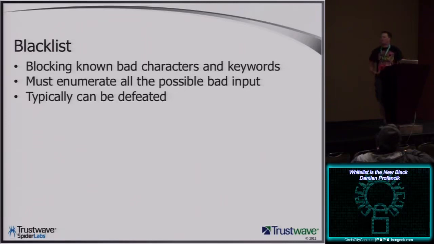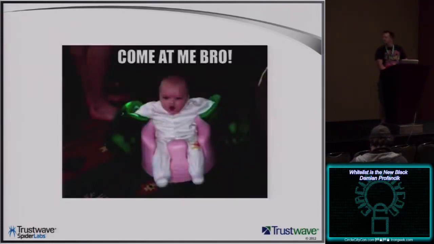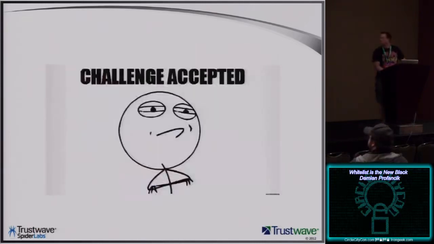So the basic strategy here is looking for all the bad characters you could possibly have in an input, and then trying to block all those bad characters. The thing is, you have to figure out what is all bad, and sometimes what's bad right now isn't always going to be what's bad later, and vice versa. And these typically can be defeated. So when I see a blacklist on a test, I look at it like, here's the app, come at me, bro. And I'm like, yeah, challenge accepted.